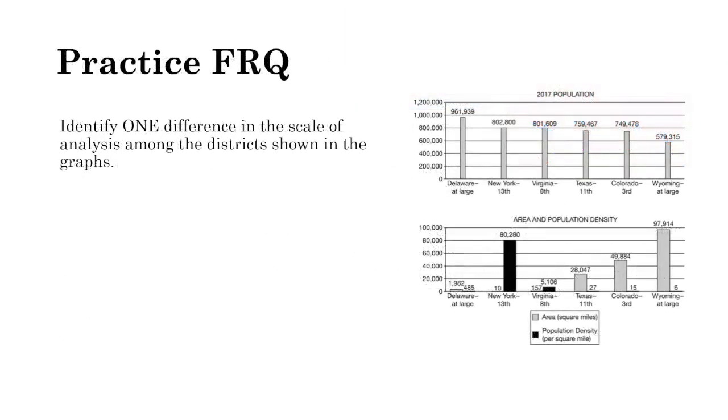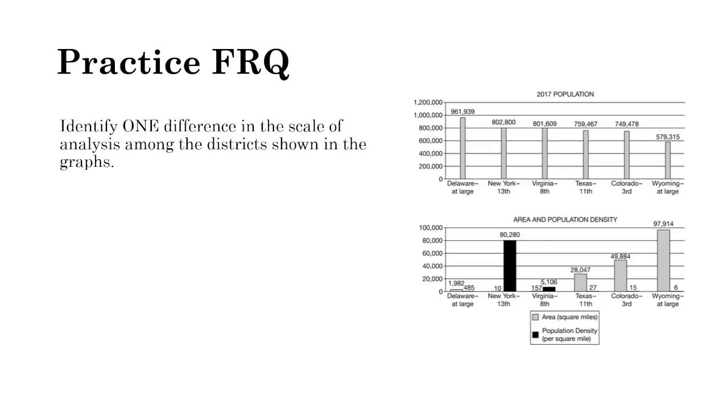Let's look at a practice FRQ. Identify one difference in the scale of analysis among the districts shown in the graphs here. We can see here a bunch of different voting districts. We're looking at the populations and the population densities between them. We have Delaware at large, New York's 13th district, Virginia's 8th district, Colorado's 3rd district.